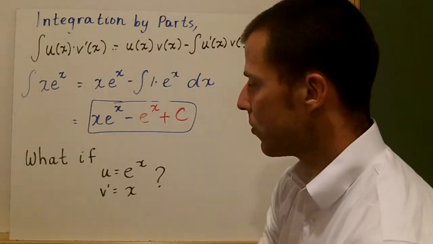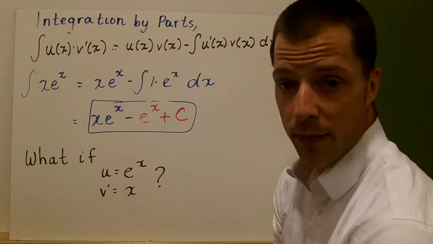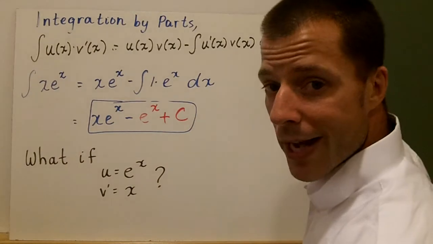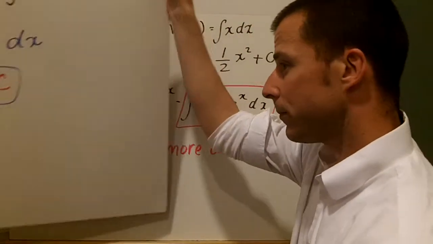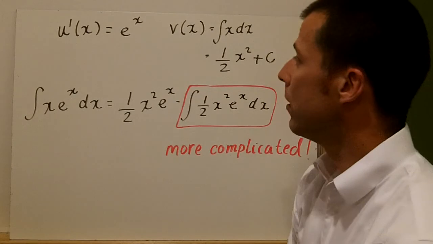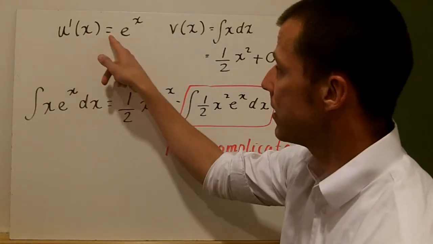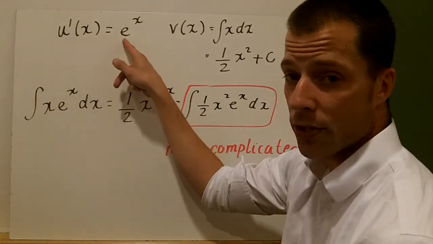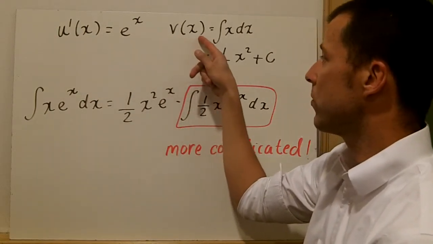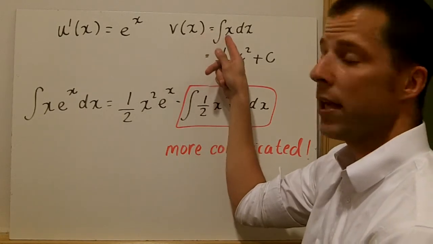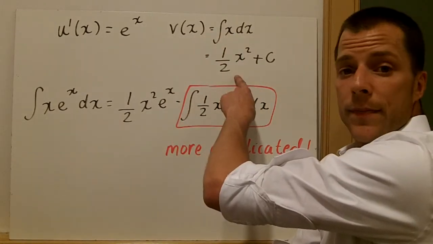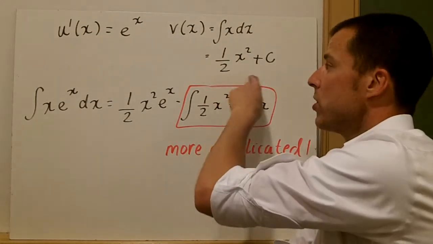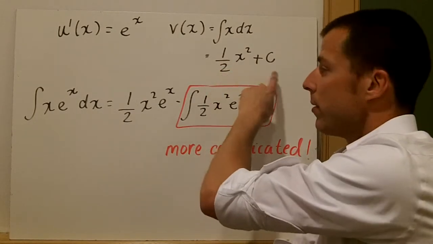So the idea here is, what if I switched u and I switched v prime? Let's just say I let u be e to the x and v prime be x. Let's see what happens. Okay, so if u of x equals e to the x, we know the derivative is also e to the x. V of x, we're going to actually look at having to integrate x, which is this, right? When we integrate x, it should be x squared over 2, and we can just rewrite that as 1/2 x squared plus c.